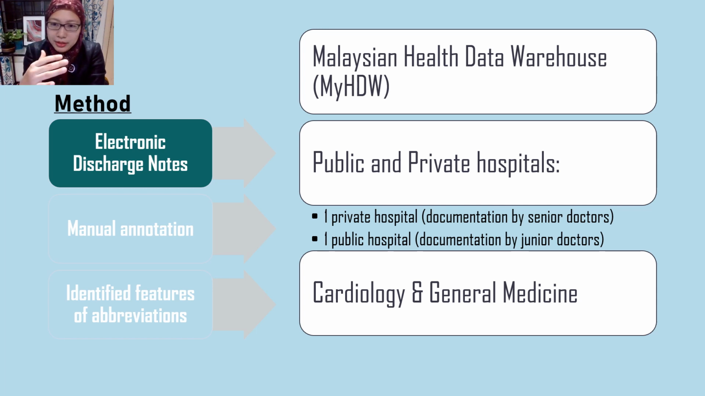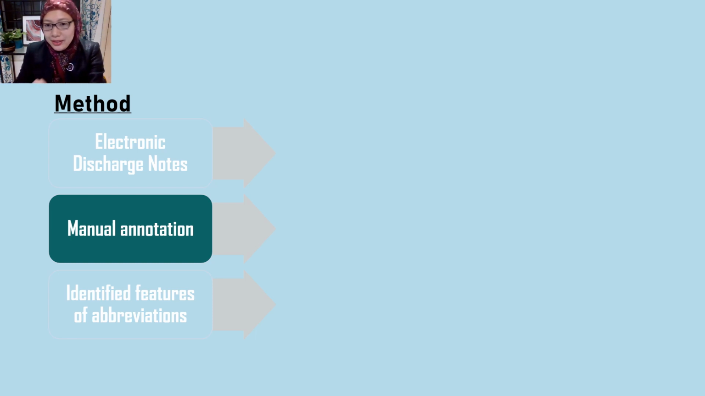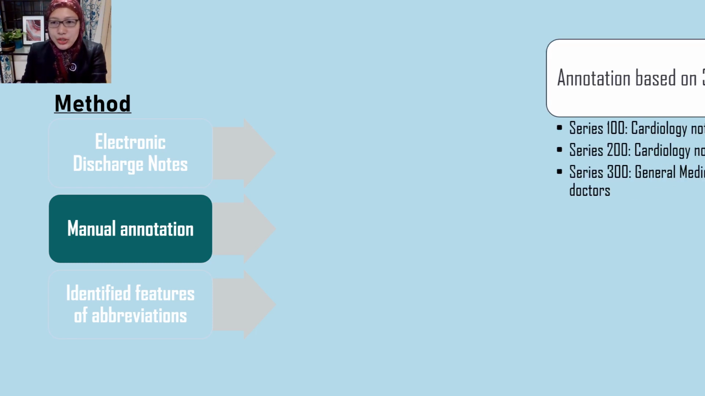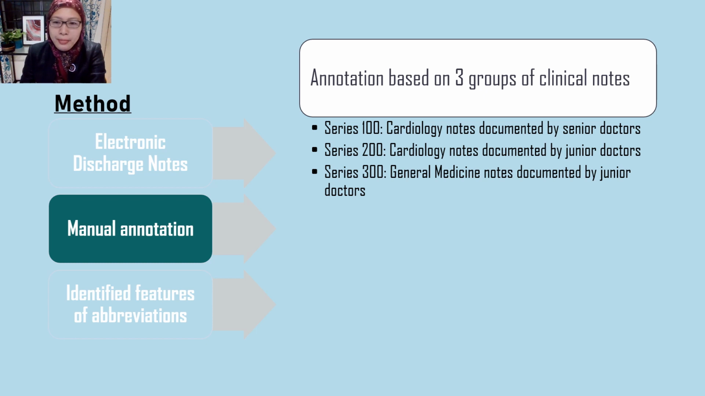There are multiple specialties in the discharge summaries, but the most predominant ones are cardiology and general medicine, and that is what we extracted for this study. From the electronic discharge summaries that we extracted, we conducted manual annotation. We grouped the electronic clinical notes into three types: cardiology notes by senior doctors, cardiology notes by junior doctors, and lastly, general medicine notes by junior doctors.